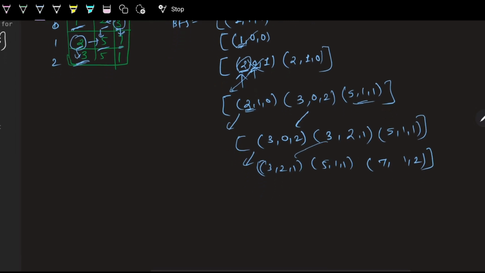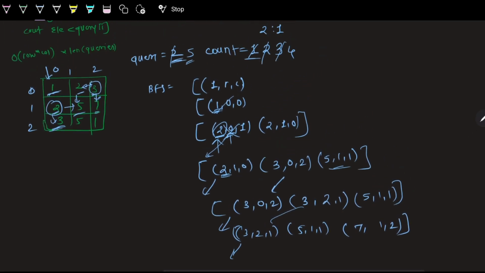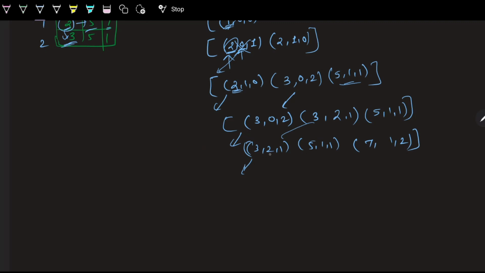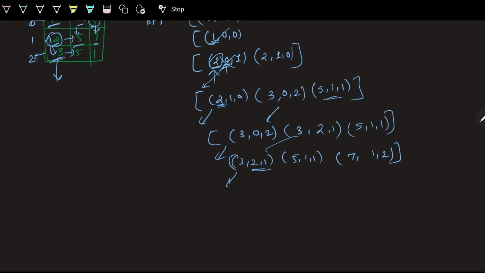Make sense? Now I will again take the top outside of the queue, which is again smaller than my query element, so I will increment my count by 1. So now I have taken it out, 3, 2, 1. So row is 2, this is 1. I have already visited this, I will not go here. This is out of bound, I will not go here. This is out of bound, I will not go here. I will go here. So I will try to put 5 2 1.